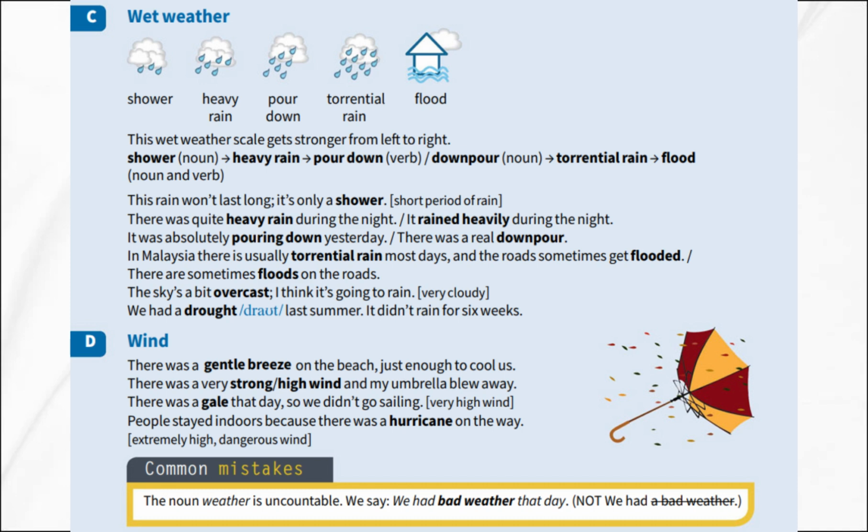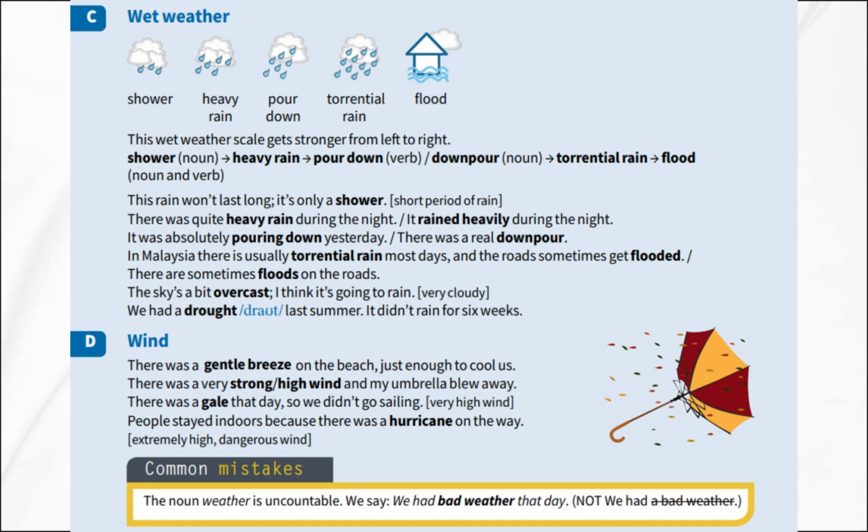For example, if the rain will not last long, we call it a shower. If it rains a lot during the night, we say there was quite heavy rain or it rained heavily. If it is really coming down, we say it is pouring down or there is a real downpour. In places like Malaysia, there is often torrential rain most days, and the roads sometimes get flooded. We can also say there are sometimes floods on the roads.